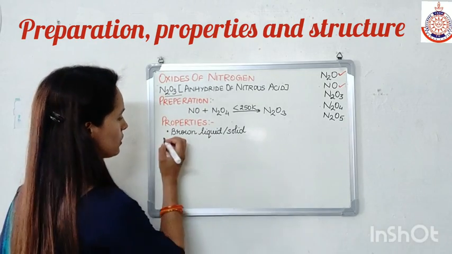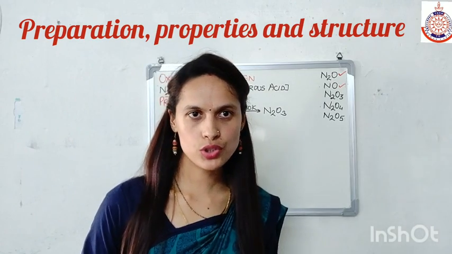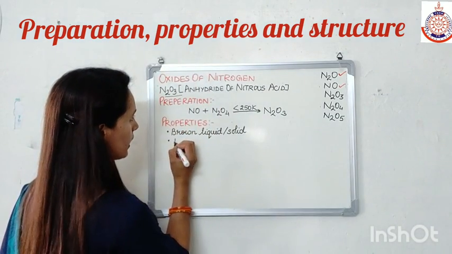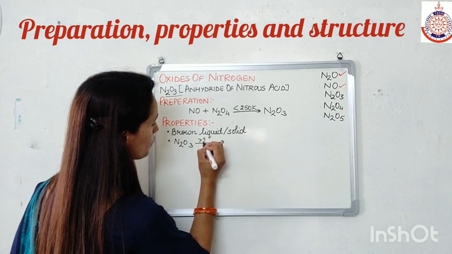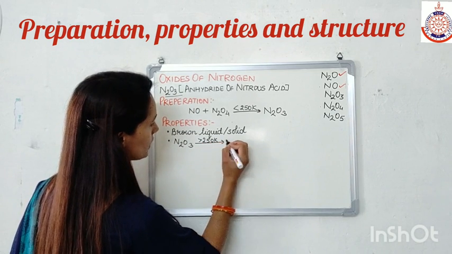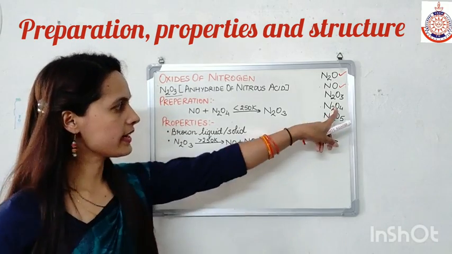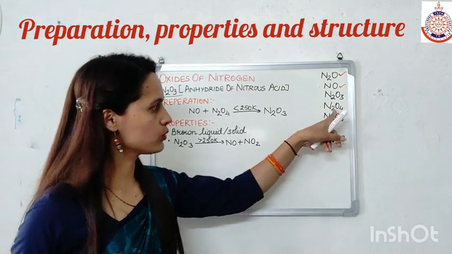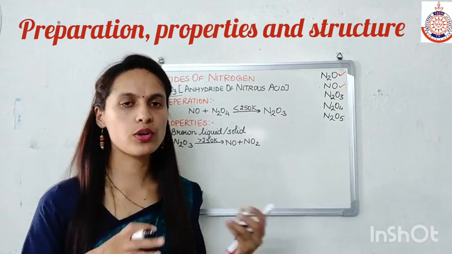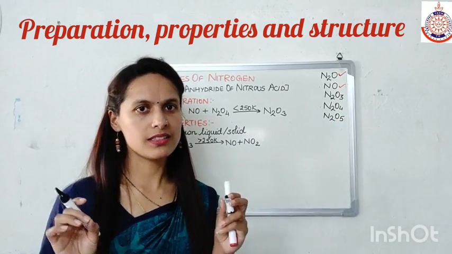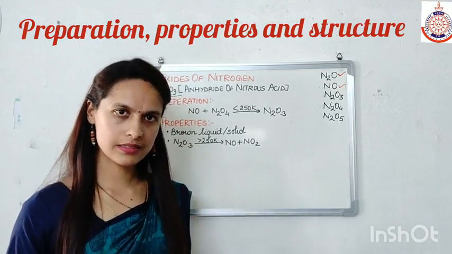If I talk about the decomposition of N2O3, then N2O3 on heating above 250 Kelvin gets converted into NO plus NO2. We can write N2O4 as NO2. 2 cancel, so it becomes NO2 also. So NO2 or N2O4 nearly same thing. There is a little bit difference, we will study later on, but these are nearly same.